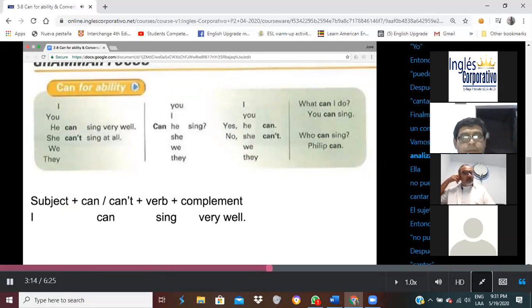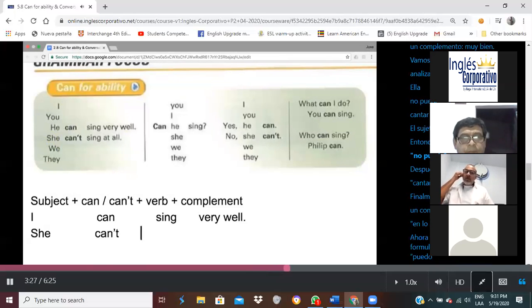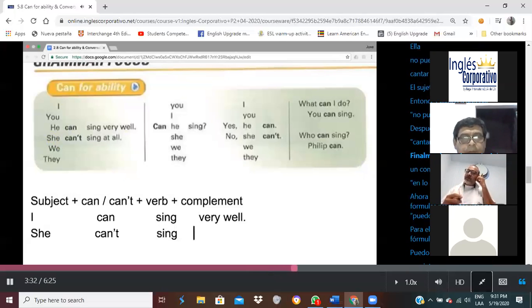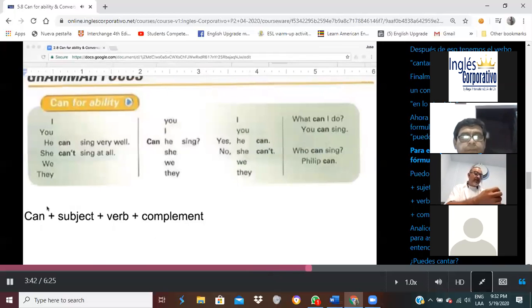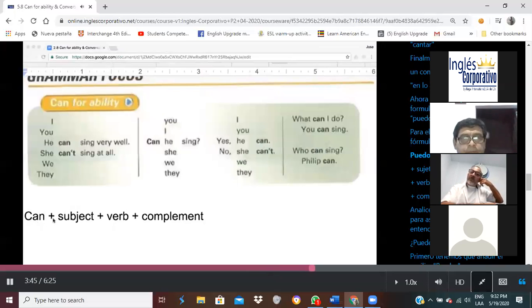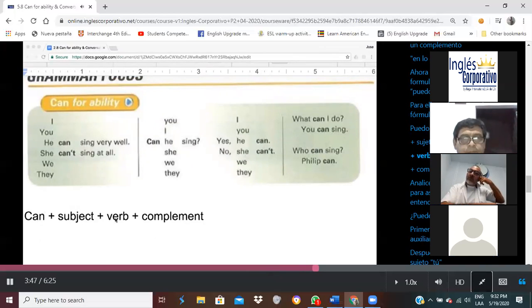Let's analyze one more example. She can't sing at all. The subject is she. Then we're going to add can't. After that, we have the verb sing. Finally, we can include a complement, at all. Now let's learn how to form questions using can. To do this, we can follow this formula. The auxiliary can plus subject plus the verb plus a complement.